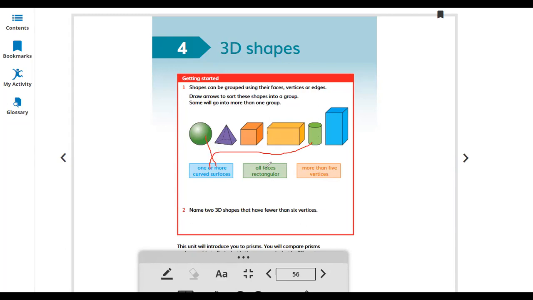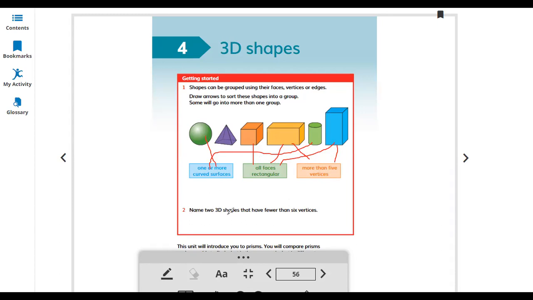All faces are rectangular. Cube coming inside this, and also cuboid and blue cube. This one blue. Okay, blue cuboid also coming in this. And what about more than 5? Also the same. More than 5 vertex: cuboid, cube and cuboid also. This is the same. It's coming here. More than 5 vertex: cube, yellow cuboid, blue cuboid, both coming in this.